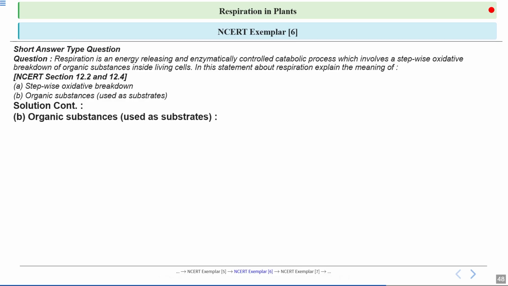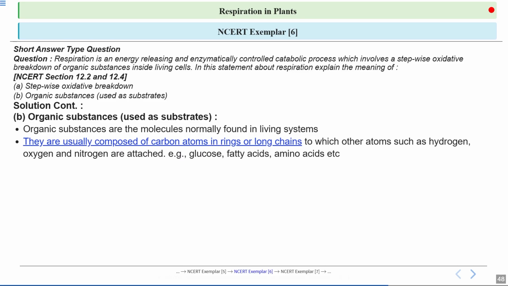Now let's talk about number B, that is organic substances used as substrates. Organic substances are the molecules that are commonly found in living organisms, and they are the main sources of energy for cells during respiration. These molecules are usually made of carbon atoms arranged in rings or long chains, with other atoms like hydrogen, oxygen, and nitrogen attached. Examples include glucose, fatty acids, and amino acids, and these are the basic building blocks of life.